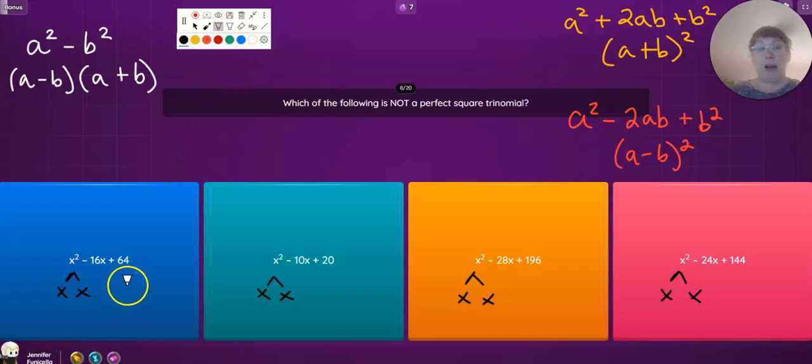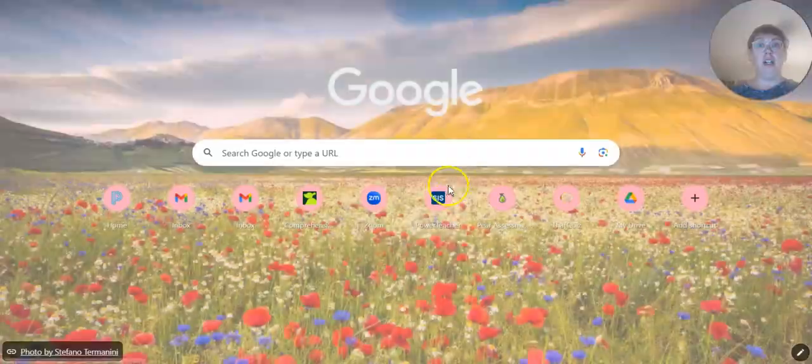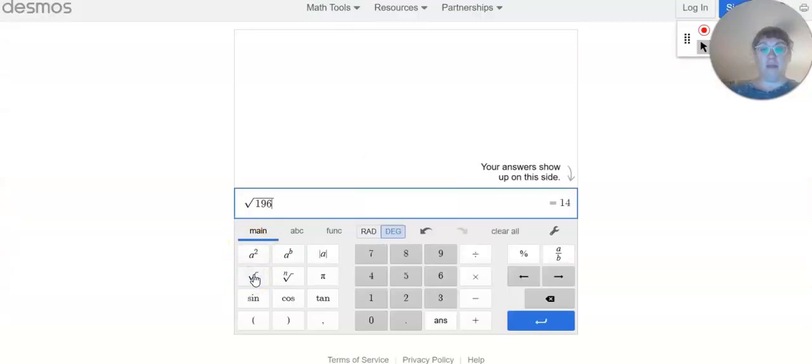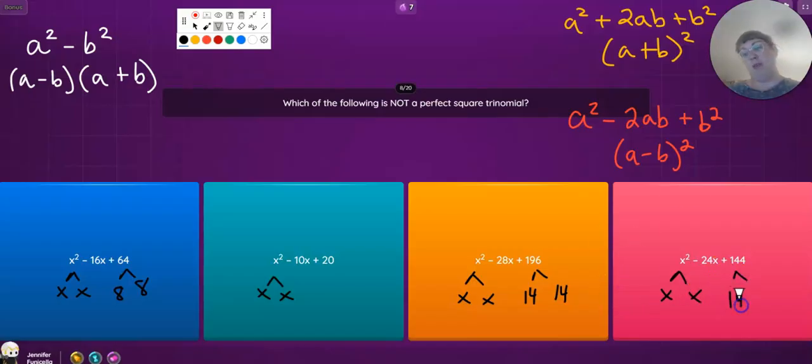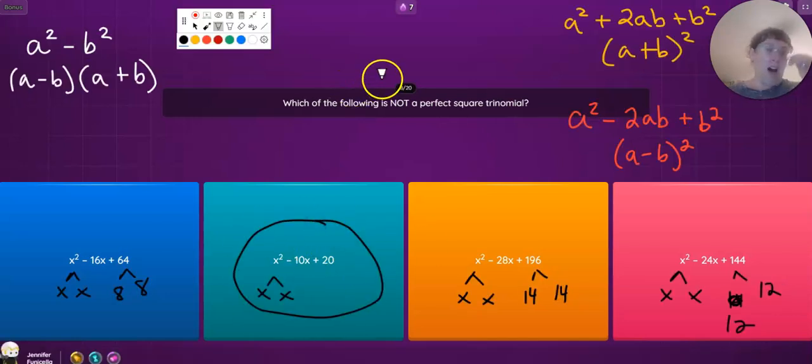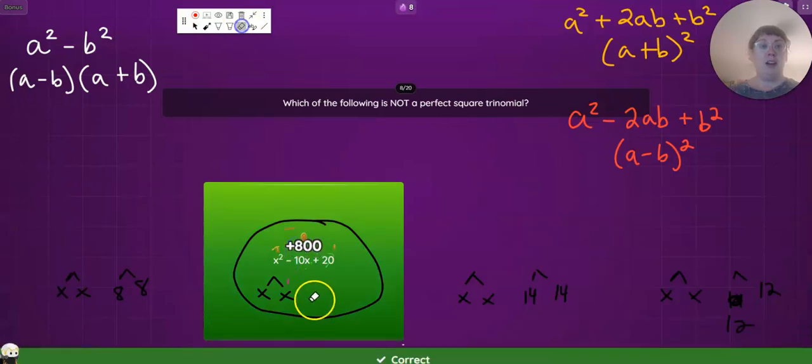The third term also has to be a perfect square. 64 is 8 times 8. 20, I don't know about that one. 196 is 14 times 14. And again, if you weren't sure, just go to your calculator and test them. Right? If we typed in the square root of 20, we get this messy decimal, which tells us it is not a perfect square. And of course, 144 is 12 times 12. So this one is not a perfect square trinomial because 20 is not a perfect square.